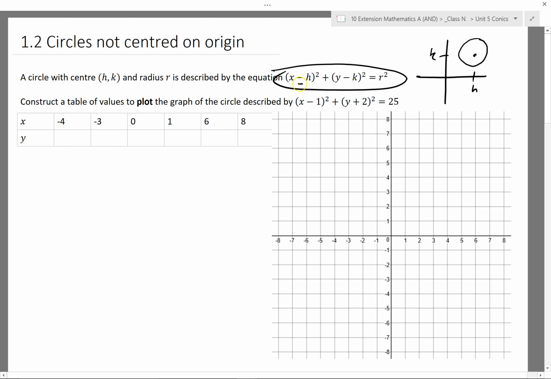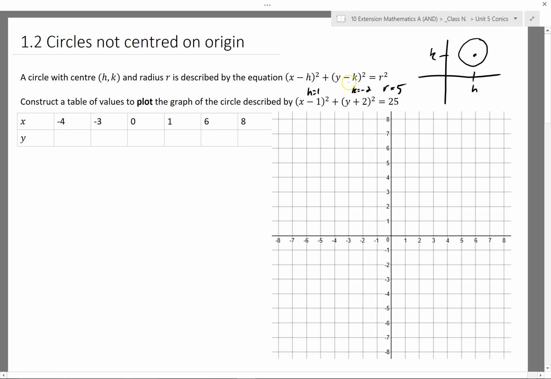Okay, the only difference is these minus h and minus k factors in that the center has moved. So we'll have a go at plotting this equation, x minus 1 all squared plus y plus 2 all squared equals 25, this one. So from this I can see that the radius is probably going to be 25, correction 5, because r squared is 25. And my h value is 1, and my k value is minus 2.